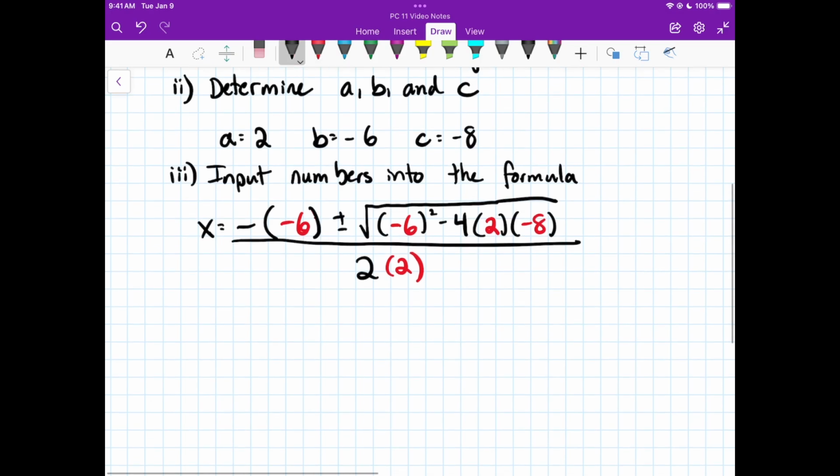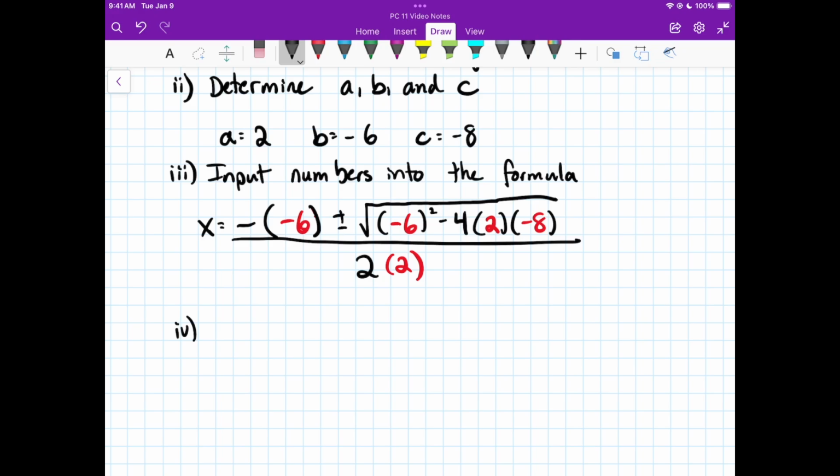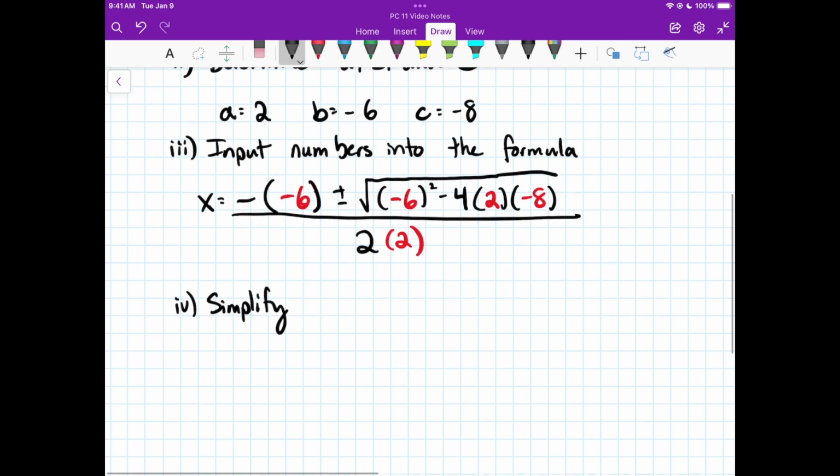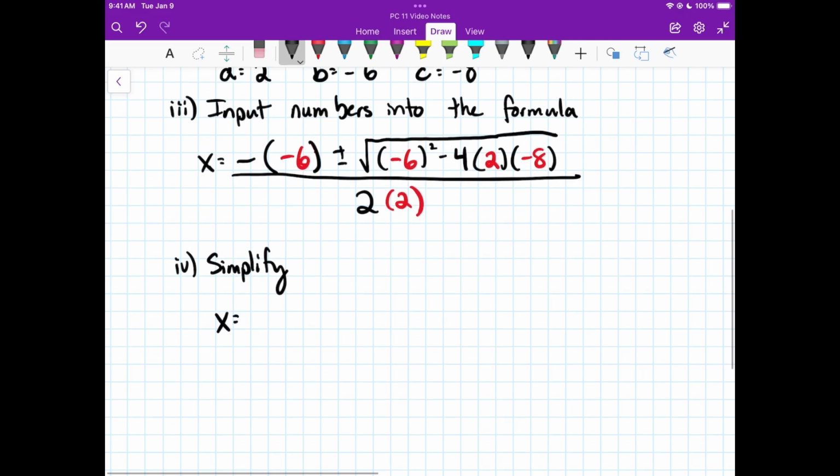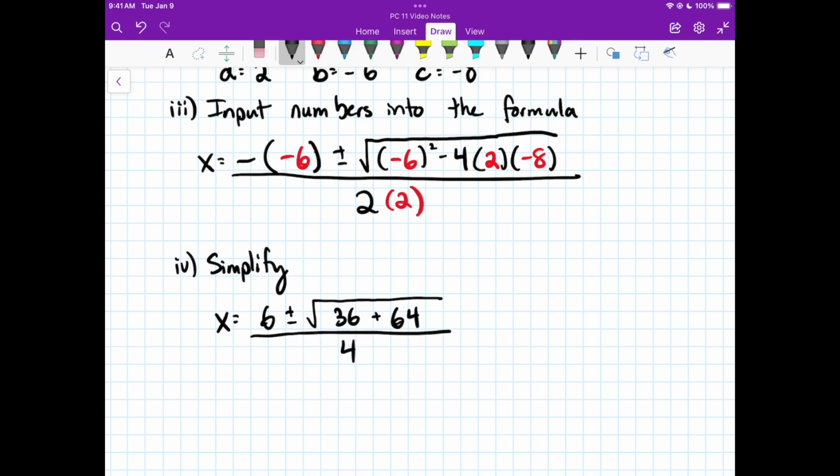We've got some simplifying to do, so we're not going to get right to the solving just yet, but we want to just kind of make this as neat as we can before we go too far into it. So next step is just going to be to simplify. So running through this, negative 6, right? Those two negatives are going to cancel out, and we're just going to get positive 6, plus or minus the square root of negative 6 squared, which is 36, and then minus 4 times 2 times negative 8. So that's going to be negative 8 times negative 8, so we're going to get plus 64 in there. And then underneath that, we're going to get 4.